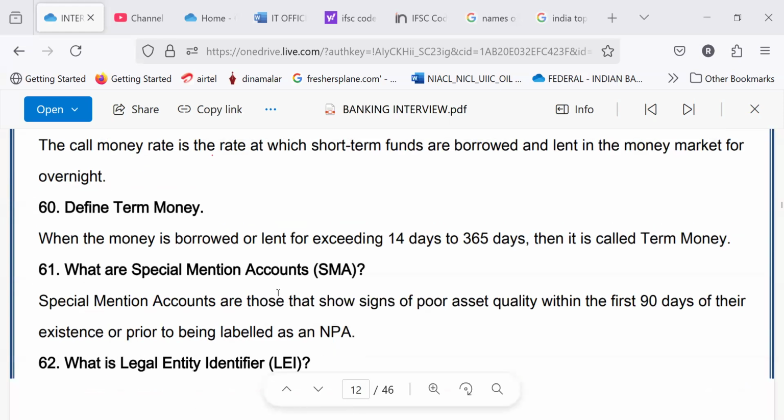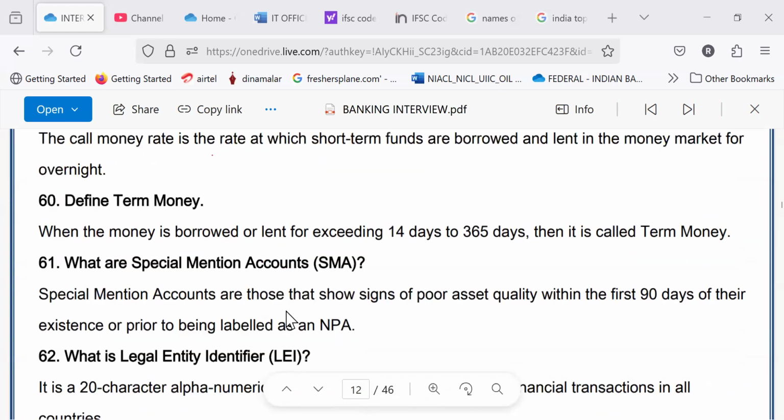Continue. Define term money. Term money, when the money is borrowed or lent for a period exceeding 14 days up to 365 days, it is called term money. Continue.